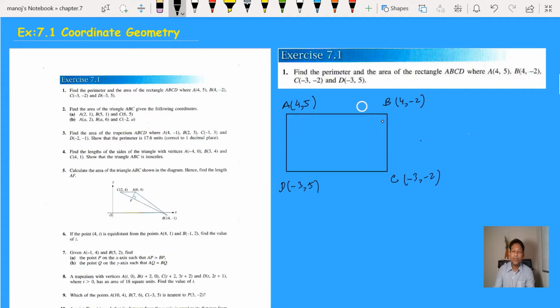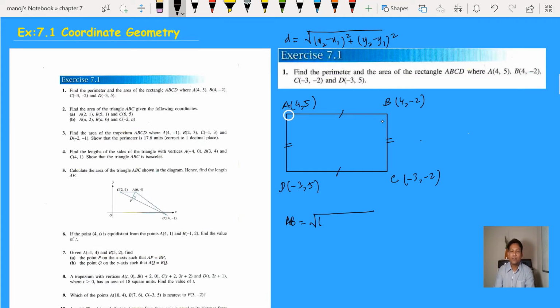When you want to find the perimeter, what do you mean by perimeter? Perimeter means add all the sides. So we need to find the distance. These two sides are the same, so we just need to find the distance AB. For AB distance, we have to use a formula. Distance formula is under root x2 minus x1 whole square plus y2 minus y1 whole square. That's the distance formula.